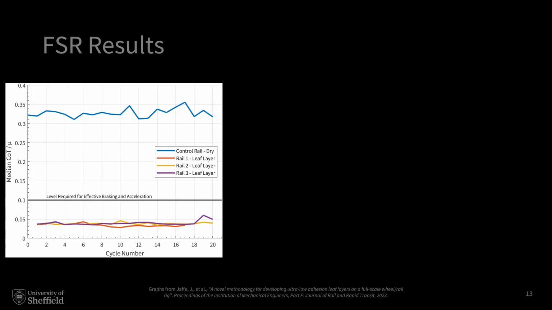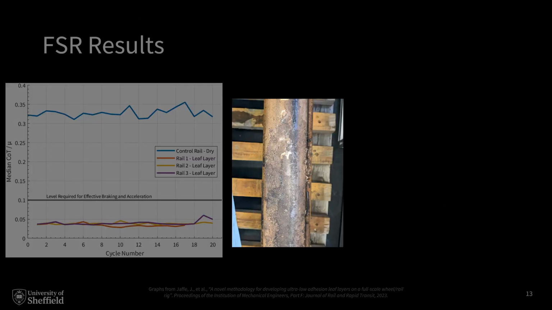Here are the results from the lab. So at the top, the blue line, you've got a control. That was just a dry rail tested for the same number of cycles. And then the orange, purple, and yellow are the leaf layers we created, well below that level required for effective braking and acceleration, and quite consistently staying at that ultra low adhesion regime, which is really positive. It's the first time that ultra low adhesion has been achieved in a full-scale linear rig using leaf materials, so that's really positive. Here's a picture of what they look like.